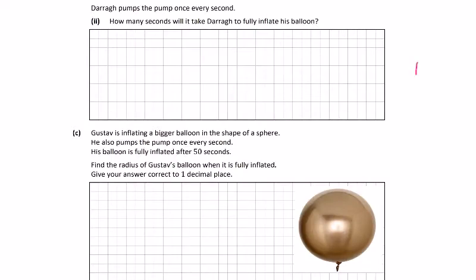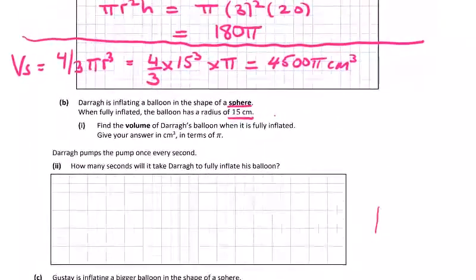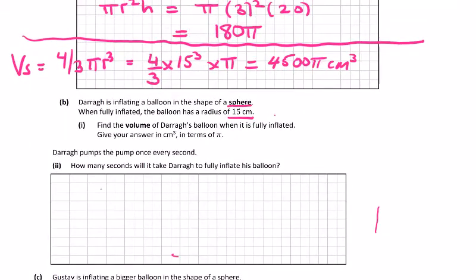Then we have Dara pumping the pump. Dara pumps once every second. So how long will it take him? Well, he has to fill 4,500 pi, and each pump is 180 pi, and he does 1 a second, so it's just 450 over 18, so that will give 25 seconds.